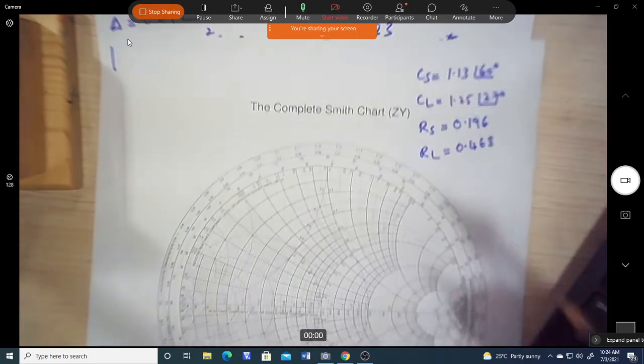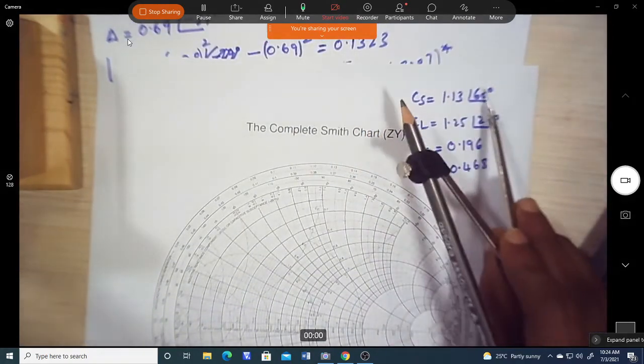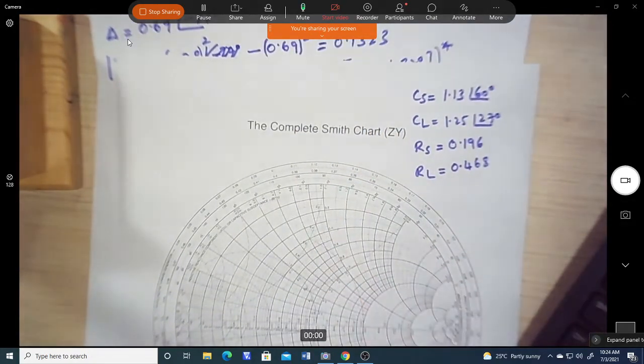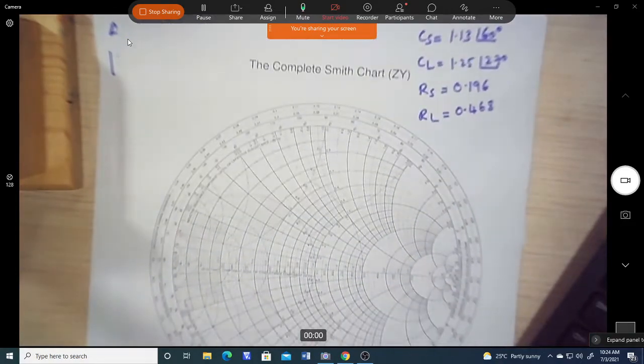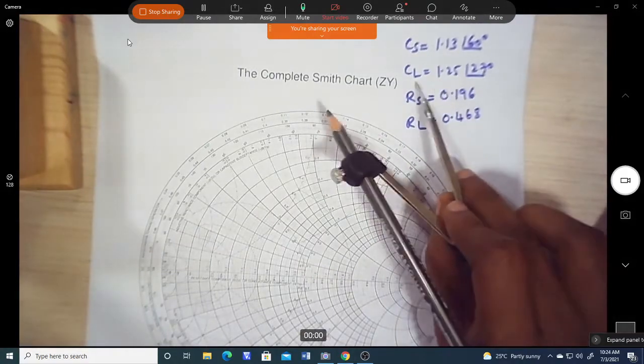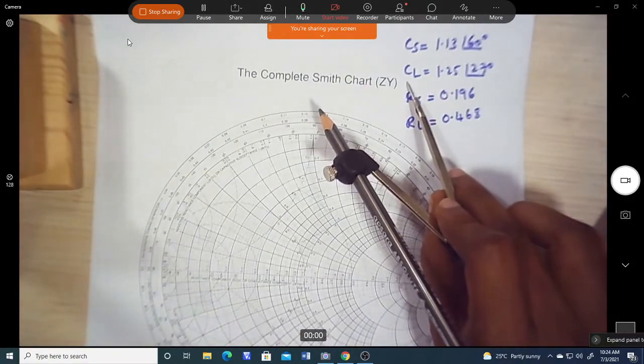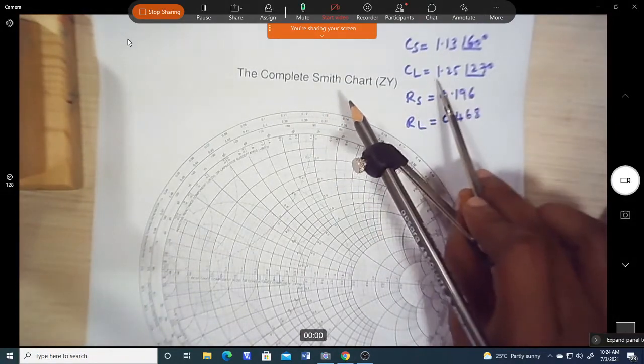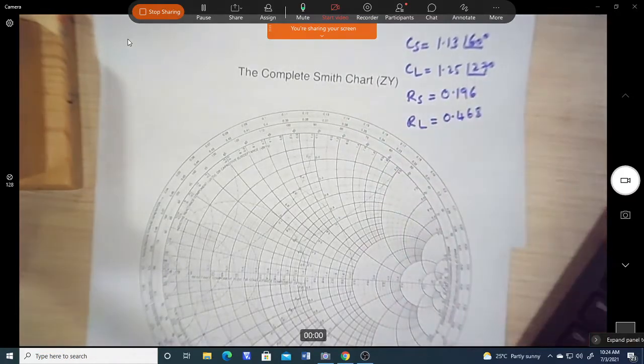Okay, so that's why we need to take the magnitude and corresponding angle in the reflection coefficient scale, and we have to plot the input and output stability circles. So now we have CL. First we will find the point CL. It is 1.25 at an angle of 27 degrees.